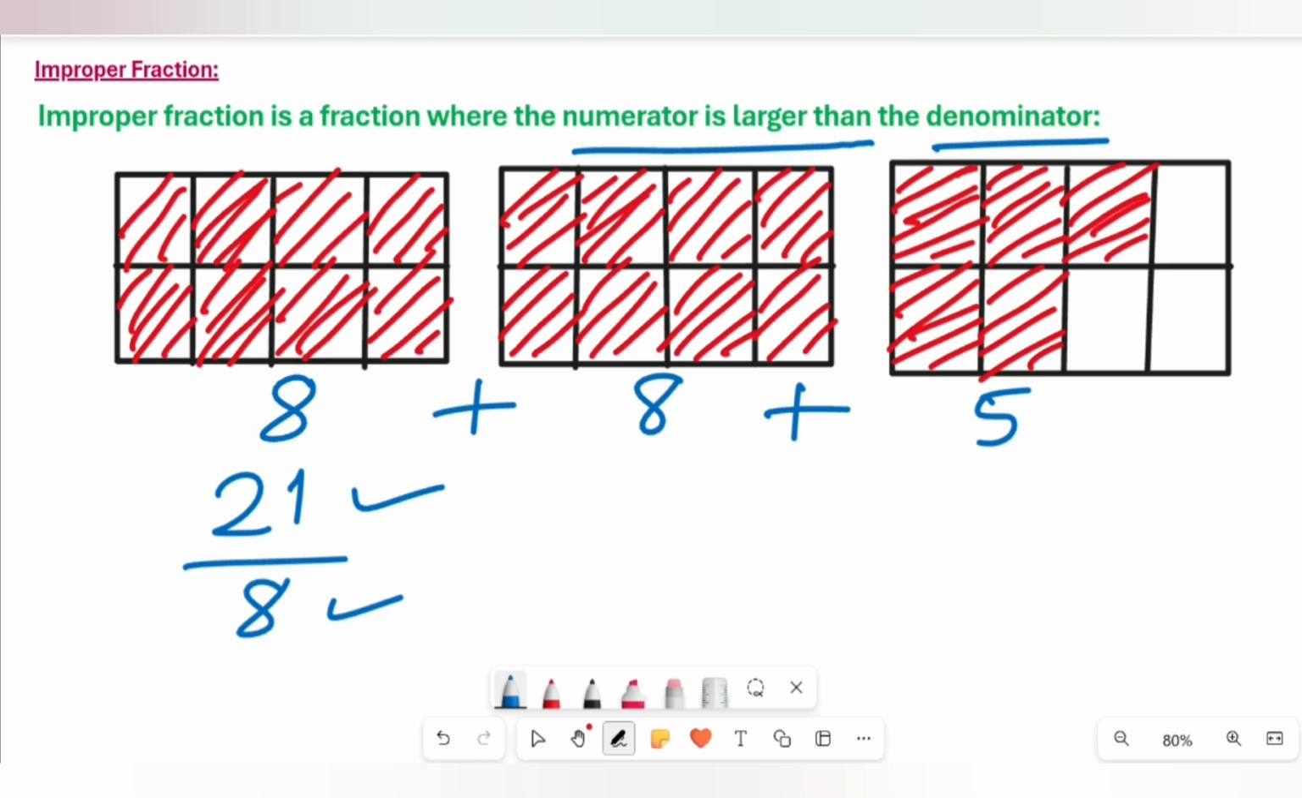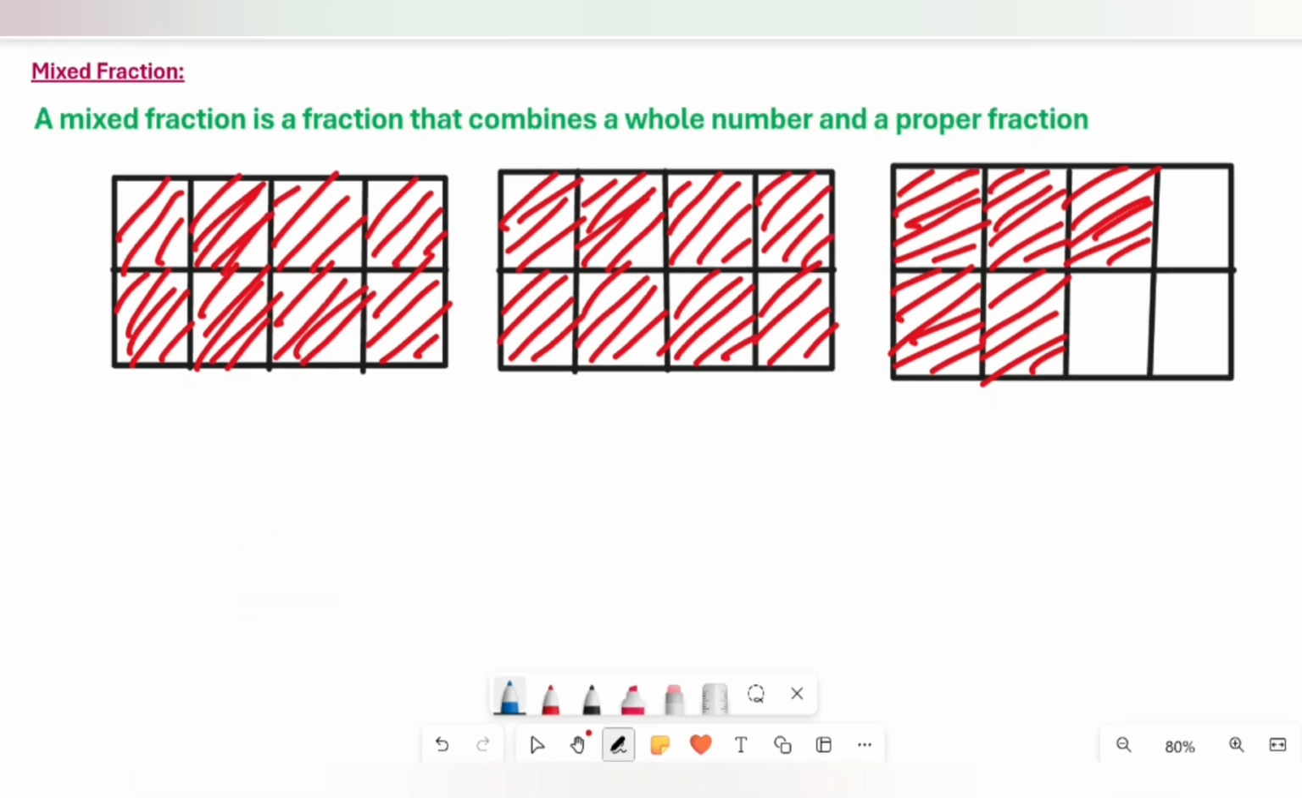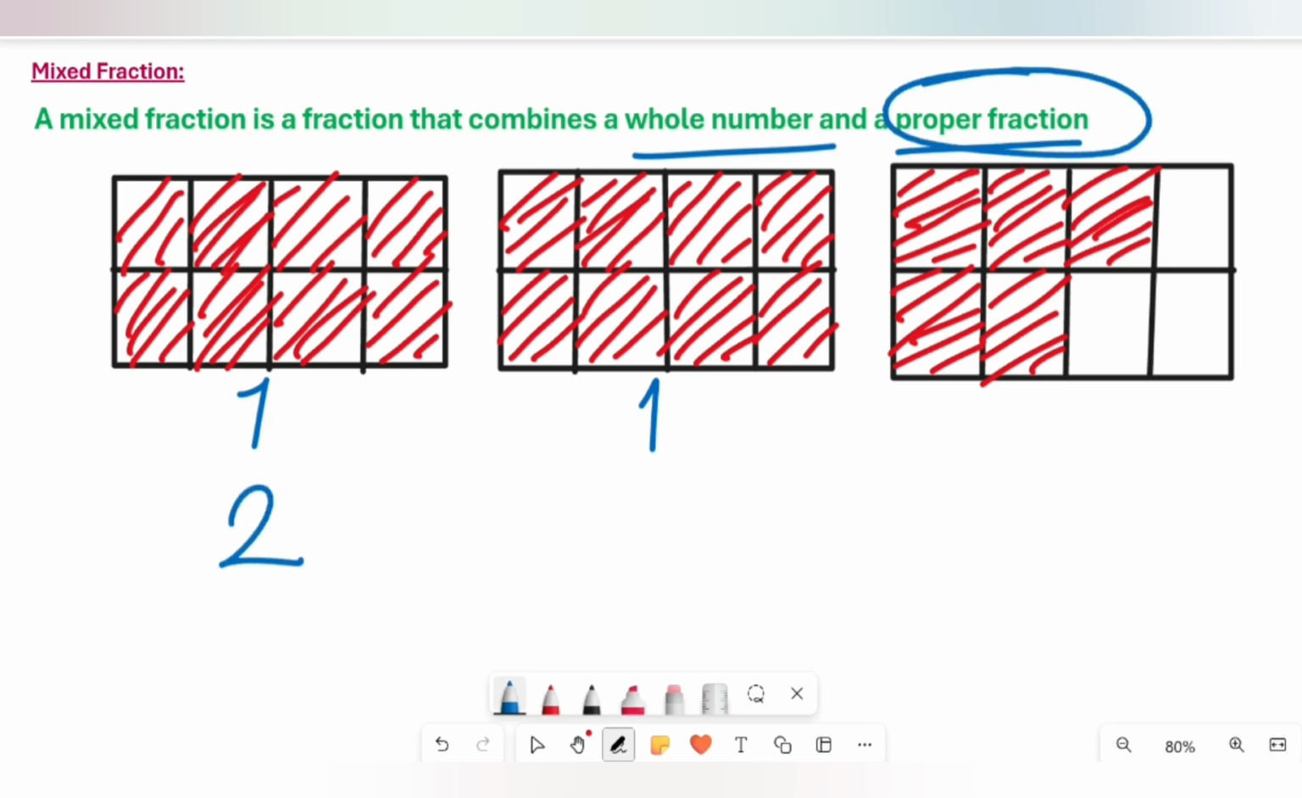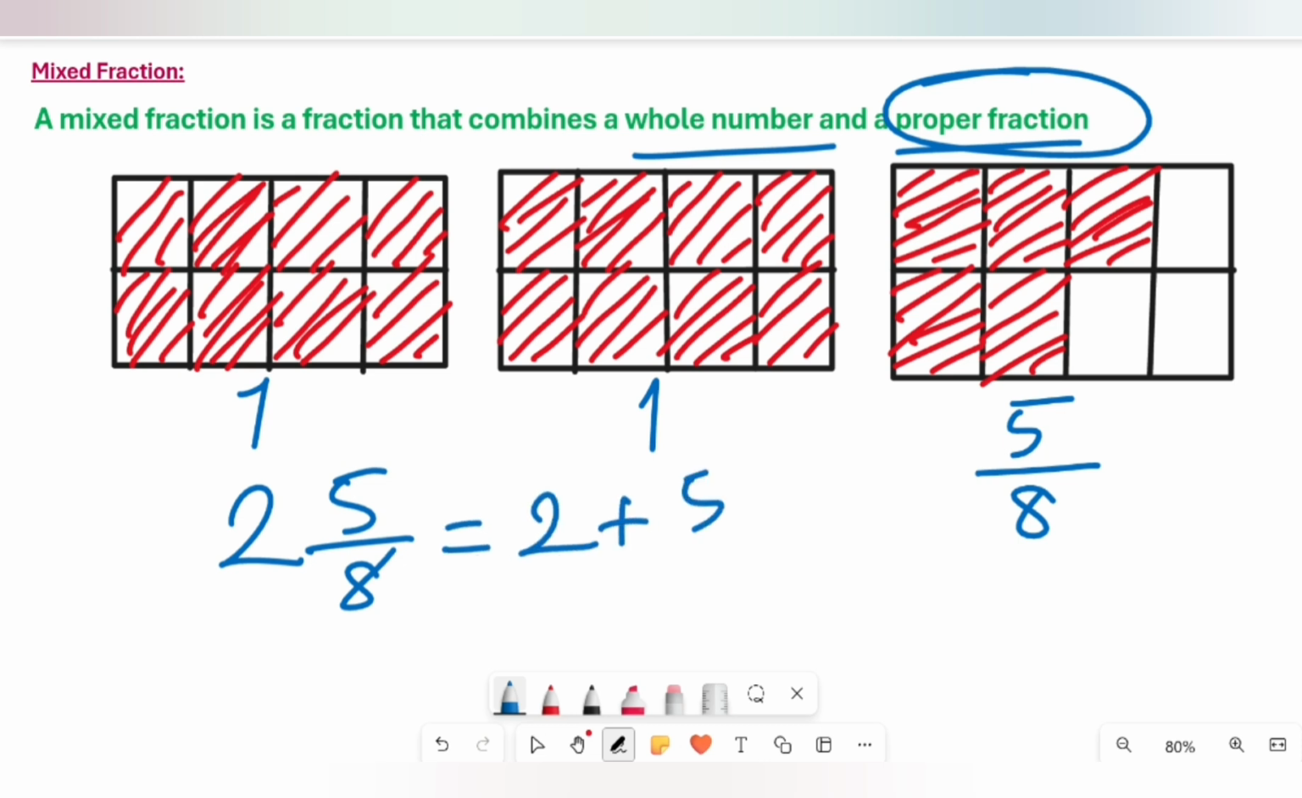Let us move on to the next section. A mixed fraction is a fraction that combines a whole number and a proper fraction. Here there are two whole numbers: this is 1 and this is another 1. So 1 plus 1 is 2, and the remaining is a proper fraction, where 5 parts are shaded out of 8. So it is 2 and 5 by 8, which is like 2 plus 5 by 8. Both are the same. Let us move to the next section.